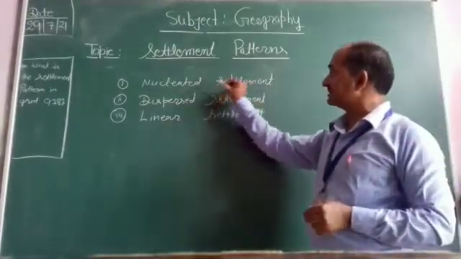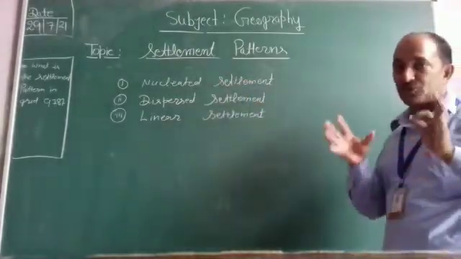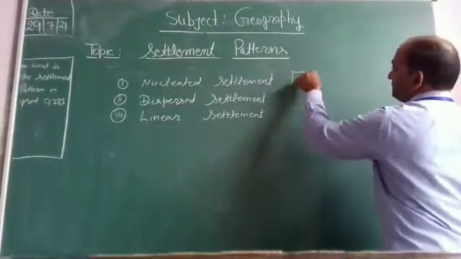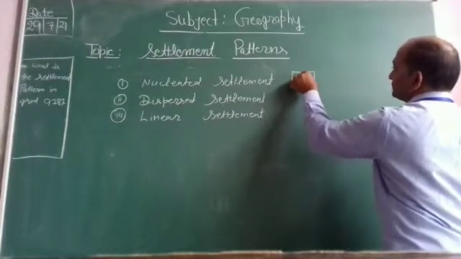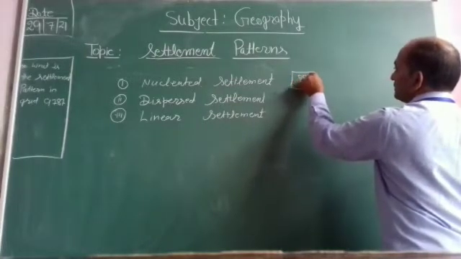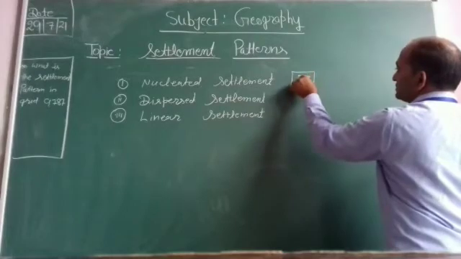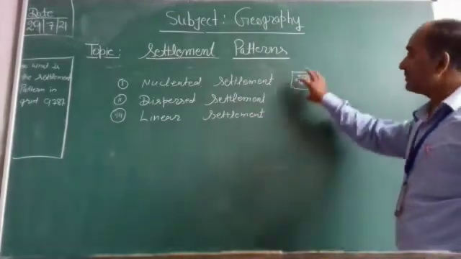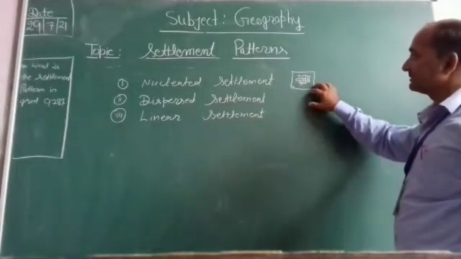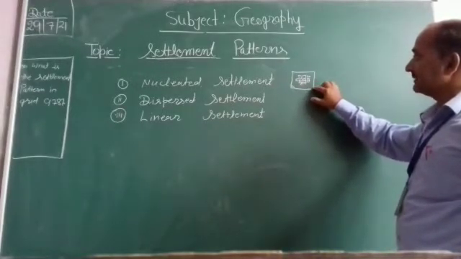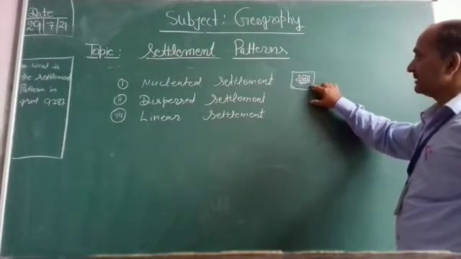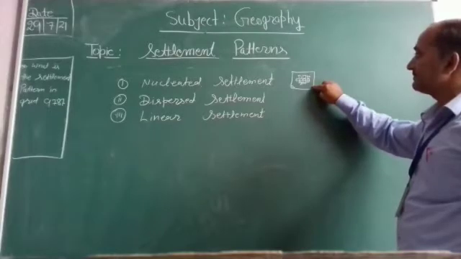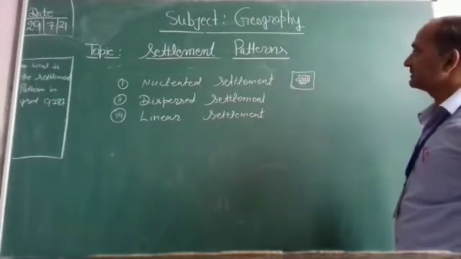First one is nucleated settlement. It is also known as the compact settlement. In this type of pattern, the houses are close to each other. This type of settlement is found in lowland areas, coastal areas, mining and industrial areas, and cities.